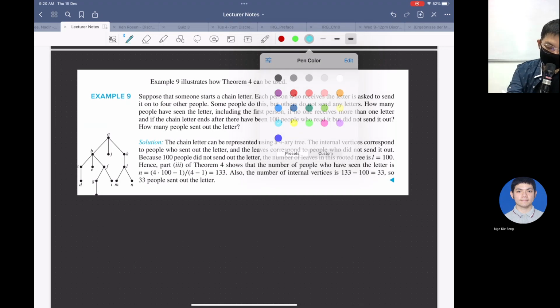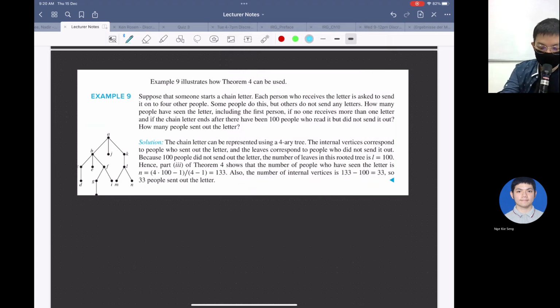Okay, so whoever receives it is asked to send it on to 4 people. Some do this, but some didn't. So that means either you read it and send it to 4 people, or you read it but didn't send it out. Either 1 to 4 or 1 to 0. So what tree can you form?